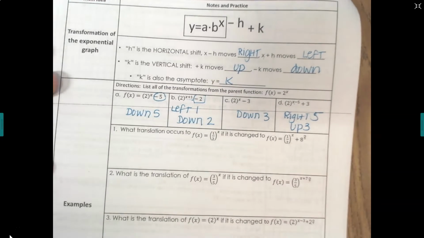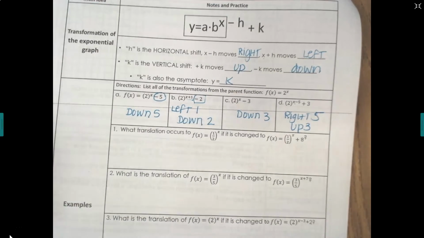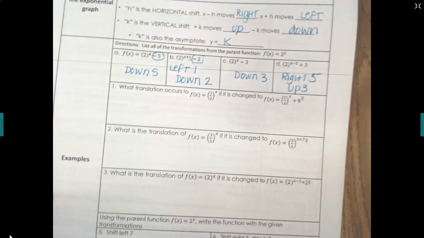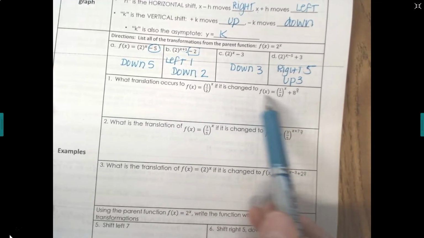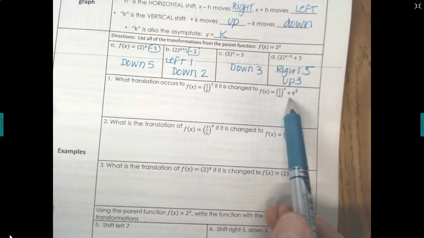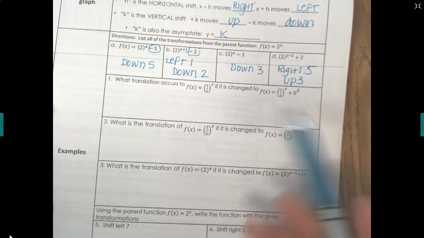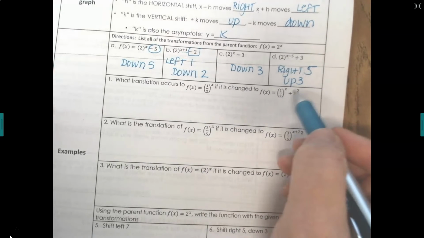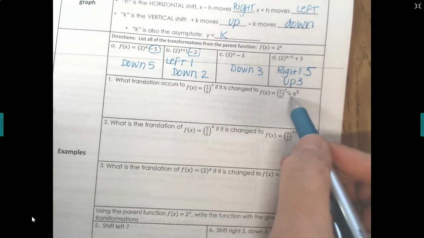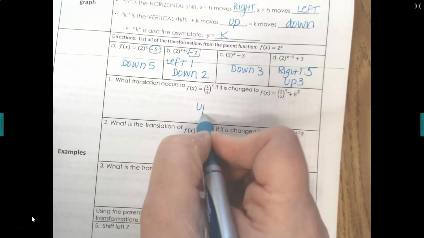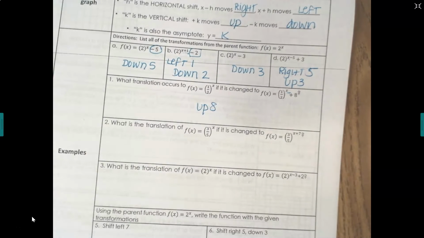All right. So let's try it with something other than the parent function. So this is how you can see it in a question. They'll give you an equation and then say what transformation is occurring in this equation compared to the last one. So you just want to go back and look that they're different. So nothing is happening in the exponent, so there's no left or right movement, but there's a plus 8 on the end, so that whole graph is going to move up 8.